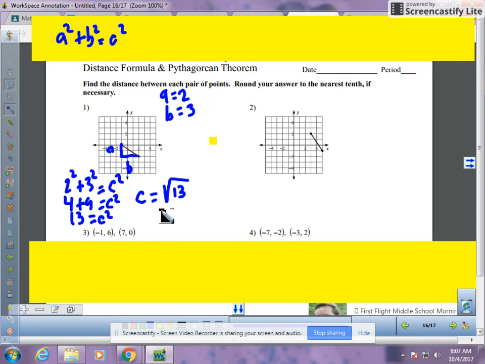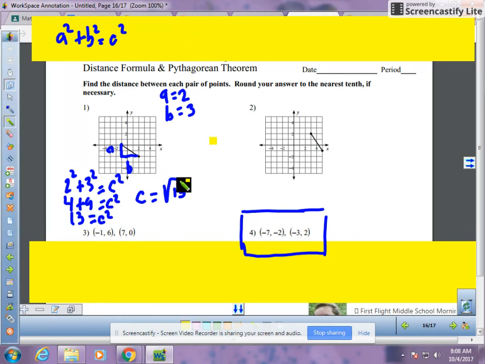So we know how to do that, but what happens when we don't have it on the grid? All we have are 2 points. What do we do then? Well, we could come over to a graph and plot these and draw it, but that's not always convenient. Sometimes the numbers might be too large for us to do that. So right now we're going to look at what happens when all I have are 2 points.